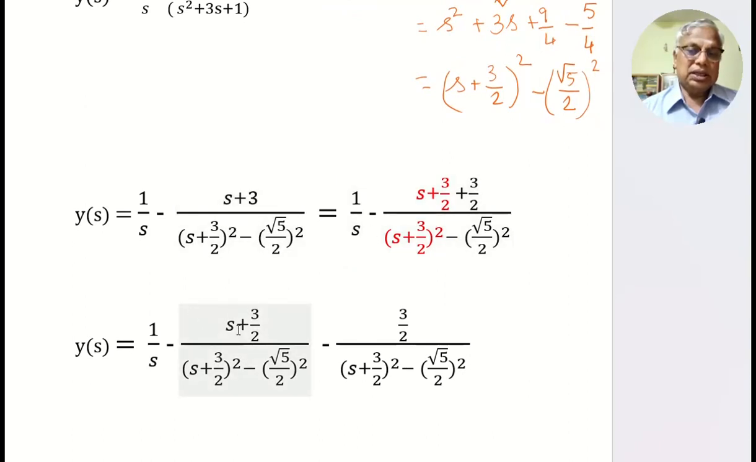I did this, and now it becomes three terms. 1 by s is one term, s plus 3 by 2 by the denominator is one term, and the rest, 3 by 2 by this, is one term.